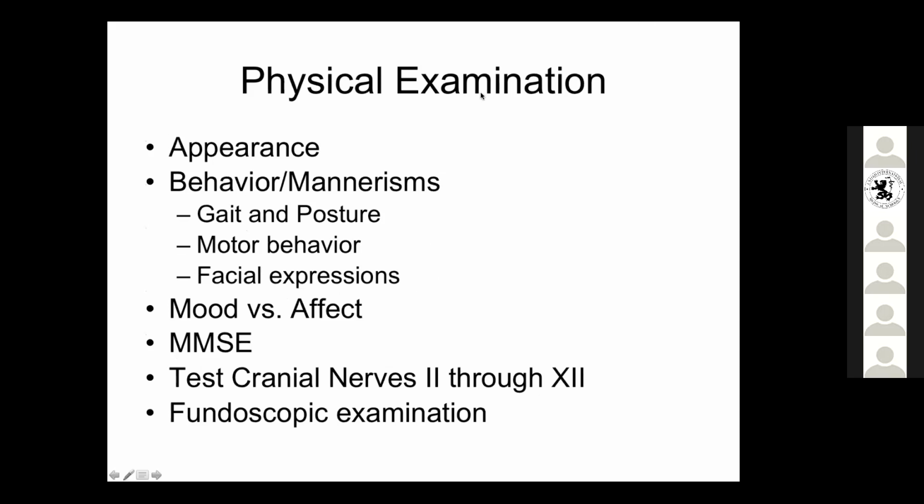Regarding physical examination, the first thing we look for is similar to a physical examination in a normal patient, where you would first inspect. So you would look at the appearance of a patient and evaluate their gait, their posture, their movements, their facial expressions, their mood, their affect. MMSE, this is a mini mental state examination, which we've spoken about before to evaluate the cognitive function. Then we test their cranial nerves 2 through 12, and we perform fundoscopic examination for evaluating the function of the optic nerve.